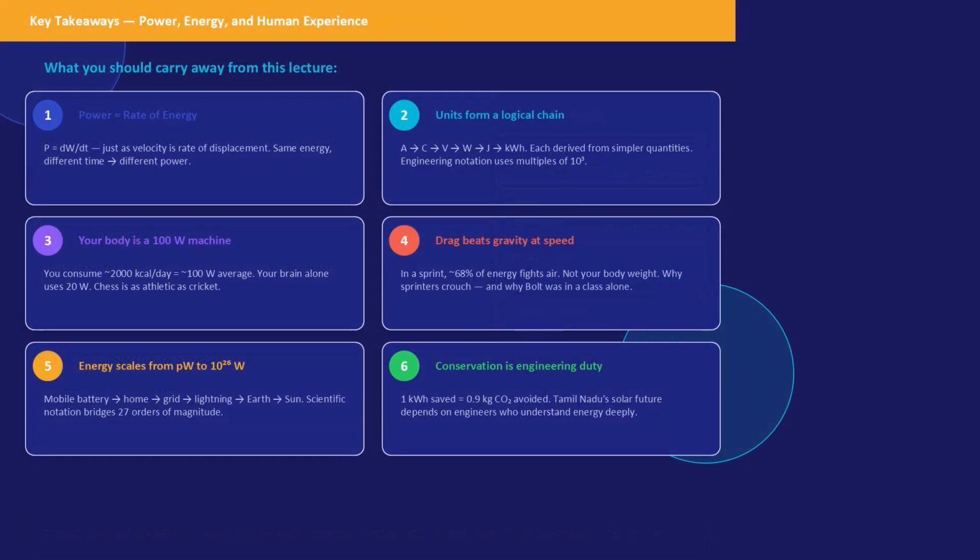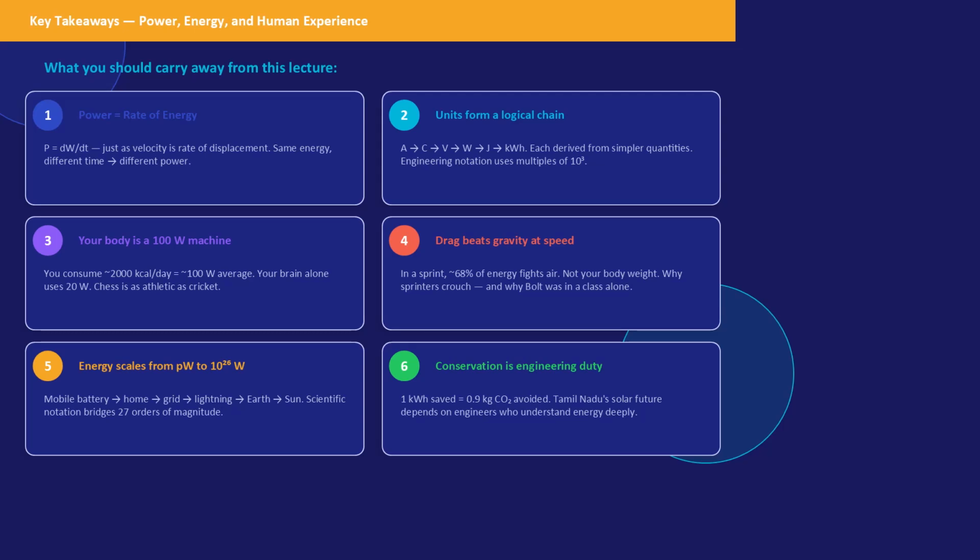Let us consolidate. 1. Power is the rate of energy. P equals dW by dt, mirroring velocity in mechanics. 2. Electrical units form a logical chain from the ampere outward. Engineering notation uses prefixes at every factor of 1000. 3. Your body runs at about 100 watts. Your brain uses 20. Chess and cricket demand similar energy.